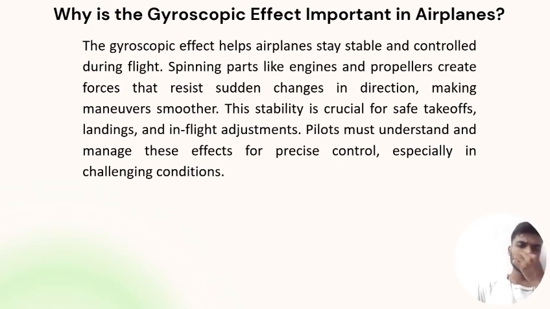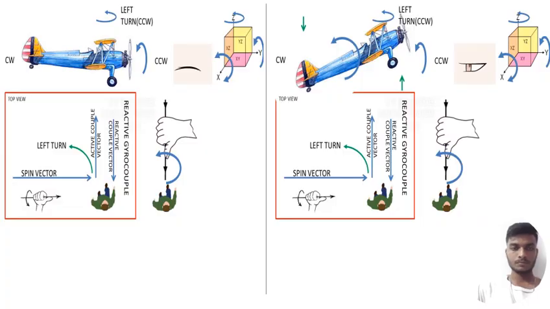In a plane, the engine and propellers behave like a gyroscope, and this helps the aeroplane stay stable during flight and whenever flying in the air. This is the effect of the gyroscope applied on the airplane.